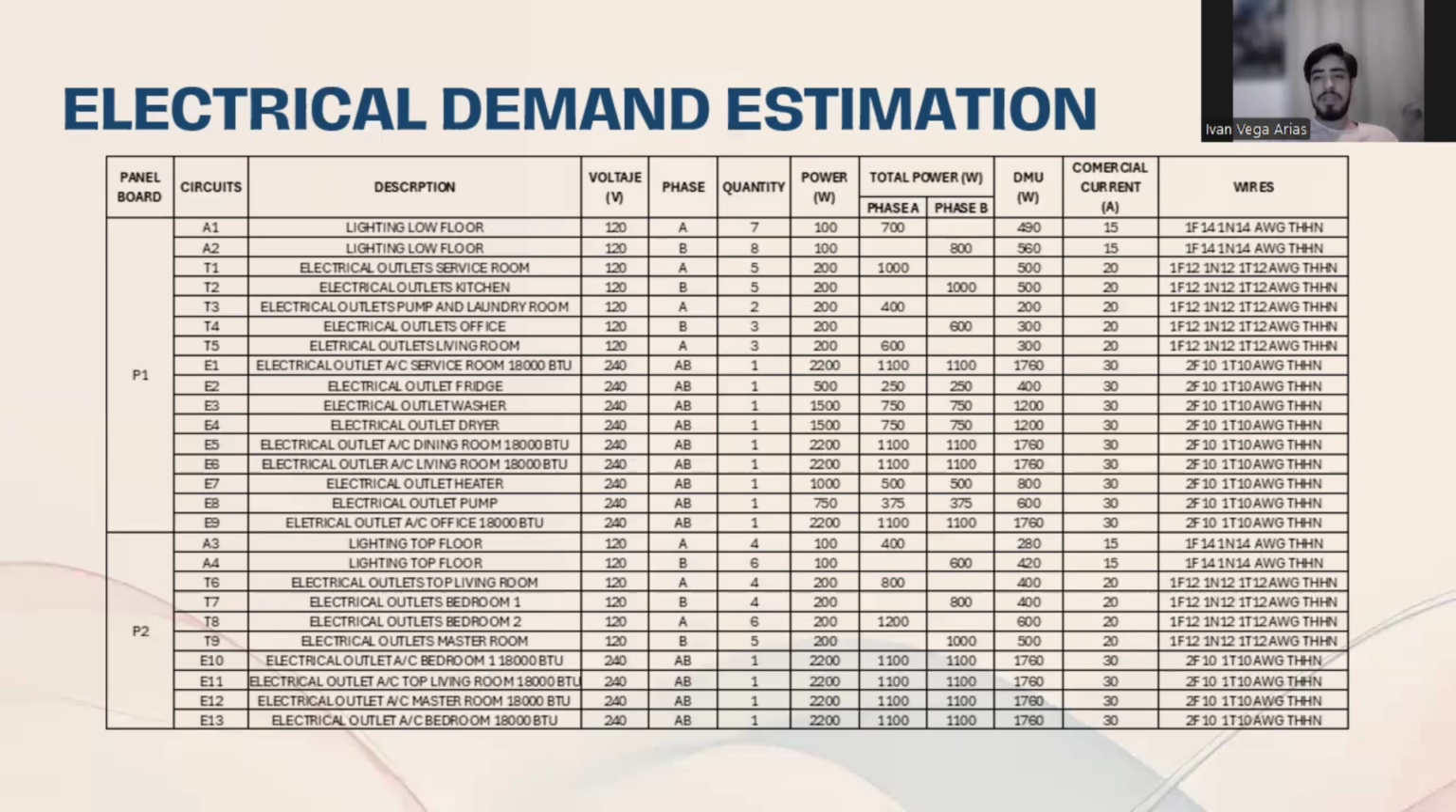The panel is calculated to ensure a reliable and safe distribution of electricity through the building using appropriate wires and protective devices to handle the expected loads effectively. This setup guarantees that all circuits operate within their safe limits, thus preventing overloading and potential hazards.